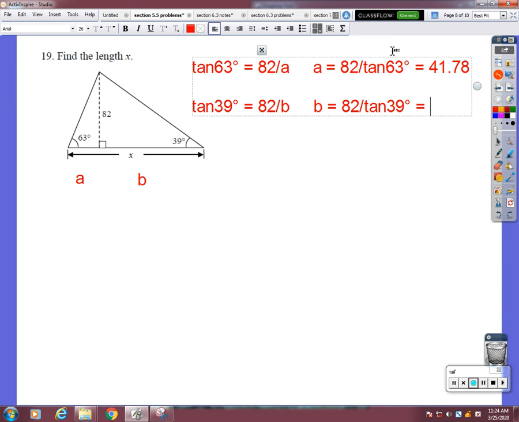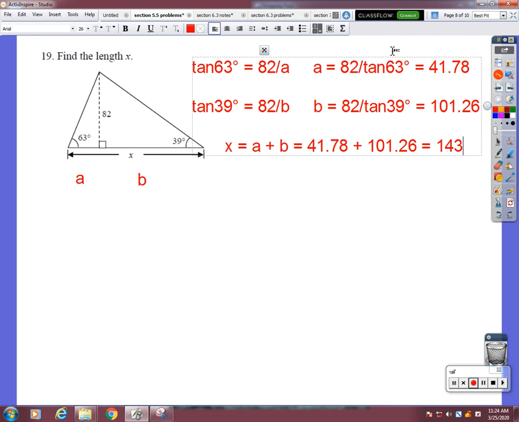And that is equal to 101.26. So the distance that I'm looking for, x, is equal to a plus b, which is equal to 41.78 plus 101.26, which is equal to 143.04. Okay.